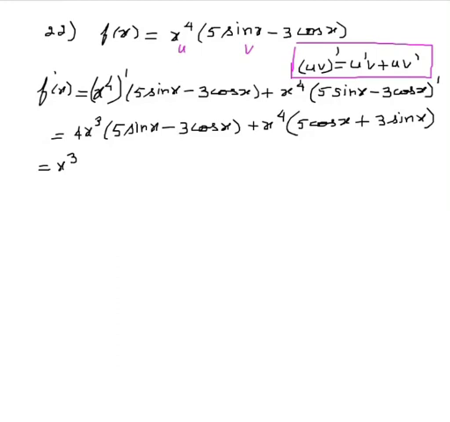We can take x cube out. Distribute this 4, so 20 sin x minus 12 cos x. And here we have one x left, so 5x cos x plus 3x sin x.